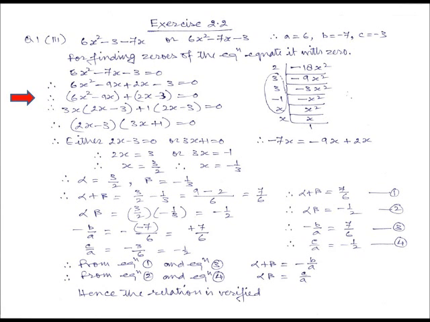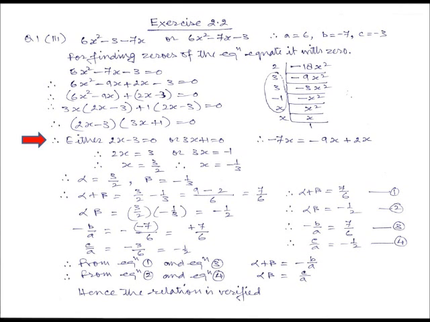Now take 6x square minus 9x in one bracket and 2x minus 3 in the other bracket. Take out 3x from the first bracket and 1 from the second bracket. Therefore, we get 2x minus 3 into 3x plus 1 is equal to 0. When the product of two numbers is equal to 0, either the first number is equal to 0 or the second number is equal to 0. So, either 2x minus 3 is equal to 0, we get 2x is equal to 3, therefore x is equal to 3 by 2.